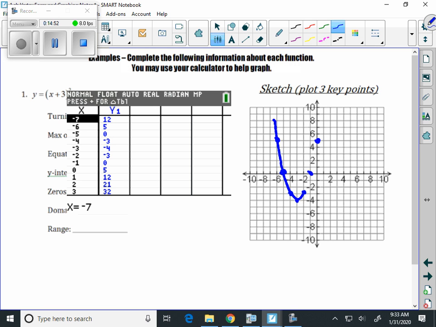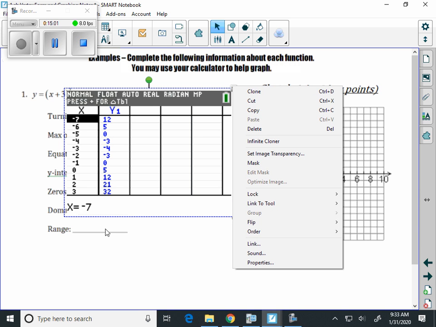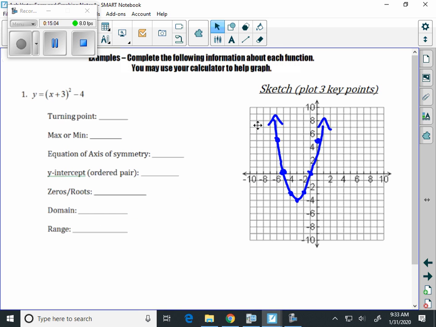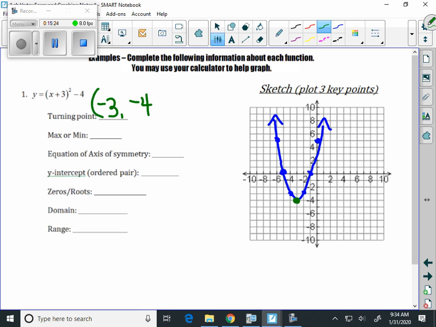And again, the directions say plot 3 key points. I'm going to graph more. We've got a calculator that helps us, and sometimes it's easier than others. But there is roughly our picture. The thing about drawing a really complete picture is we can identify the turning point, which is also known as the vertex, and it is (-3, -4).